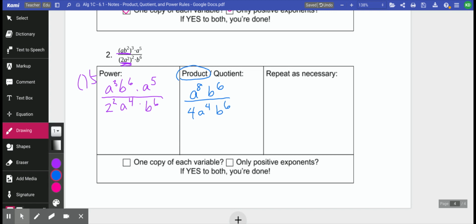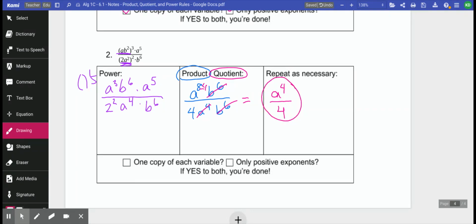And our last part here that we're going to do is our quotient rule. So I have a's on the top and the bottom, right? So I'm going to subtract 8 minus 4 and get rid of that one. But then for our b's, I've got b to the sixth and b to the sixth. They're the same, so we're just going to cancel them out. And that's going to give me a to the fourth over, and on the bottom I just have this 4. So we're done. There's only one copy of each variable, where our b's disappeared, but we only have one copy of a, and there's only positive exponents. We are done.